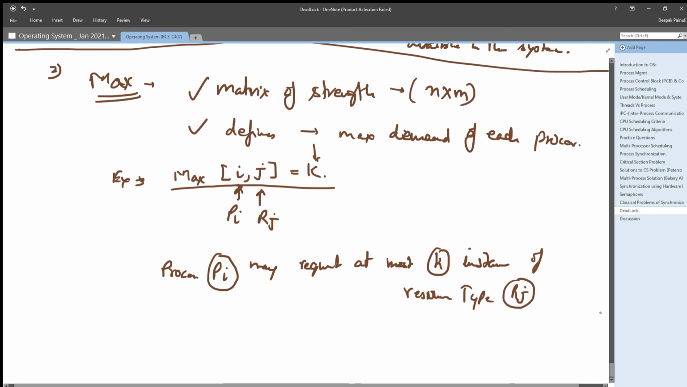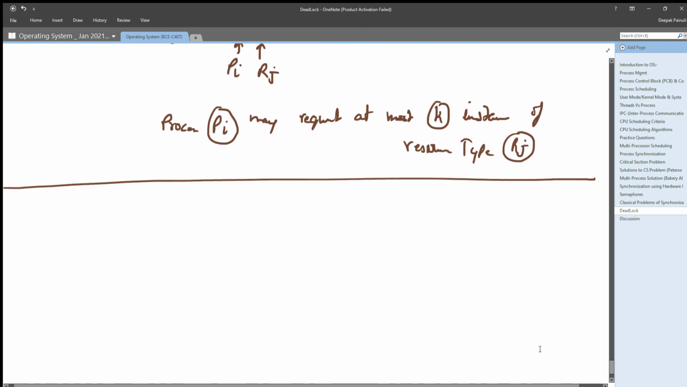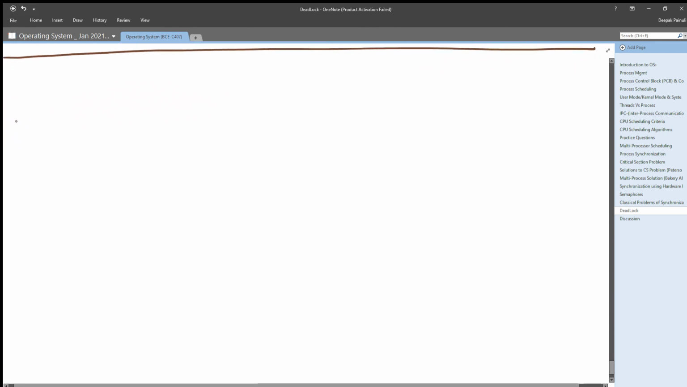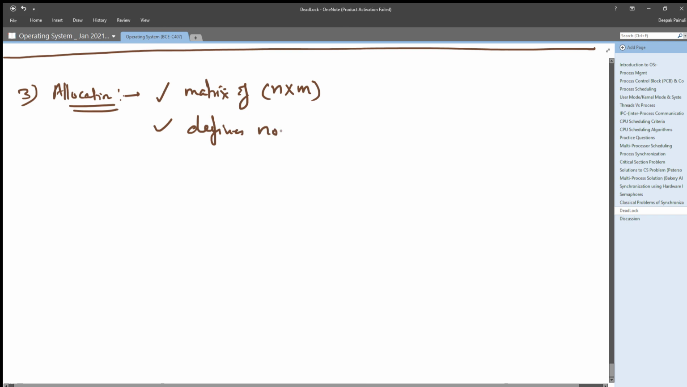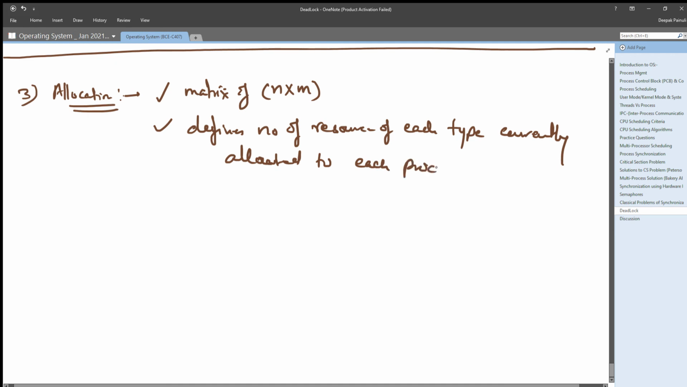The third one will be Allocation. It is also a matrix of n into m, and it defines the number of resources of each type currently allocated to each process.